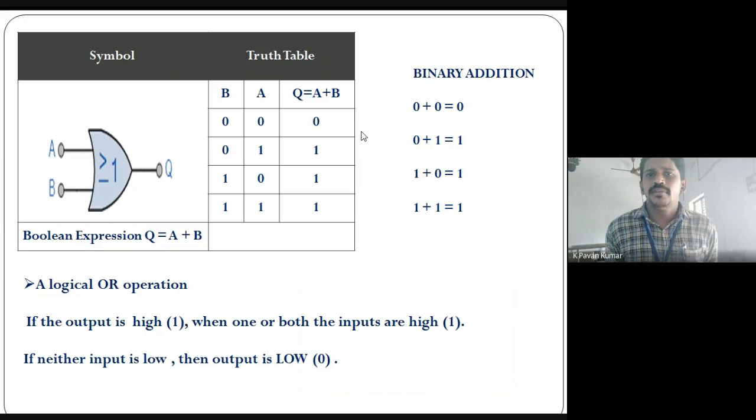The output depends upon the combination of inputs as well as which type of logic you use, here the logic OR operation. The output is high when one or both inputs are high. Look at this logic. What is the OR logic? The output is high when one or both inputs are high. If neither input is high, then the output is low. This is the OR logic, depending upon the truth table.